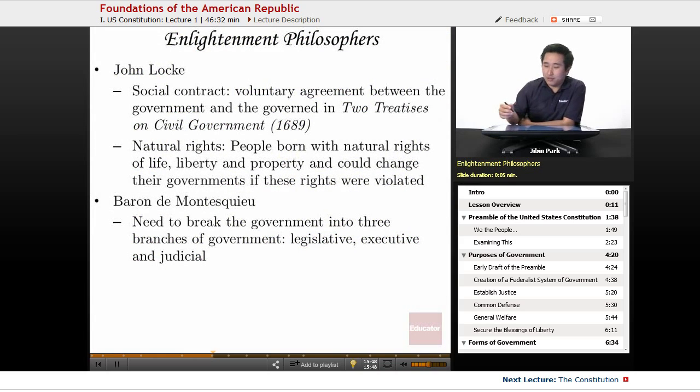So the Enlightenment philosophers were also huge influences on the Founding Fathers. John Locke, the philosopher and not the character on Lost. I'm a big Lost fan myself.